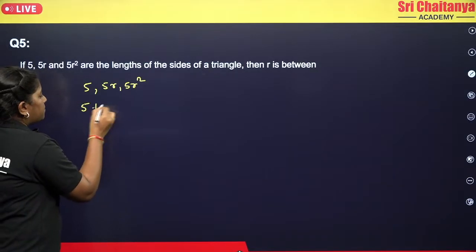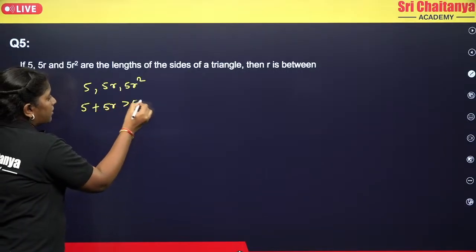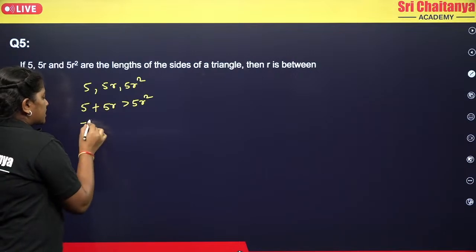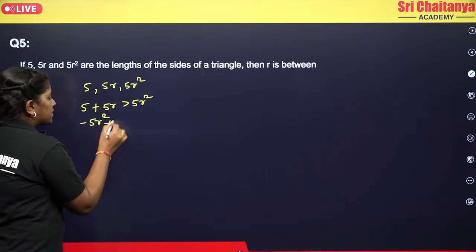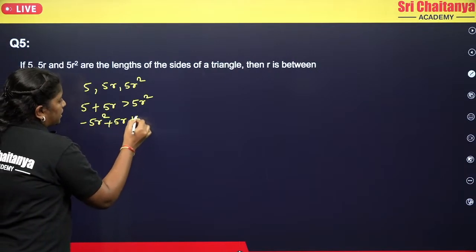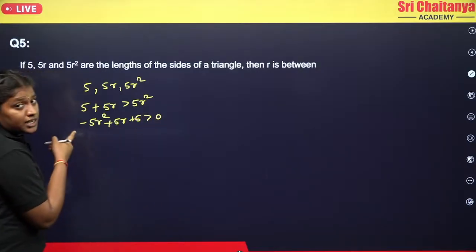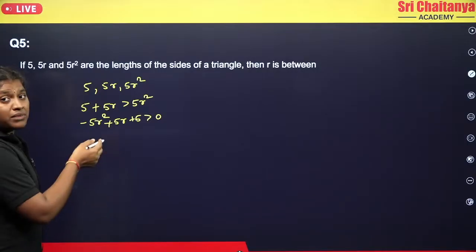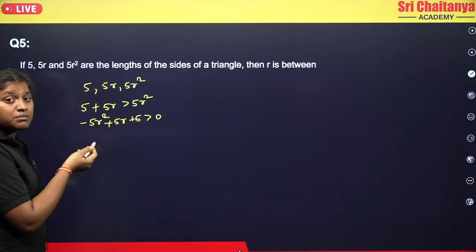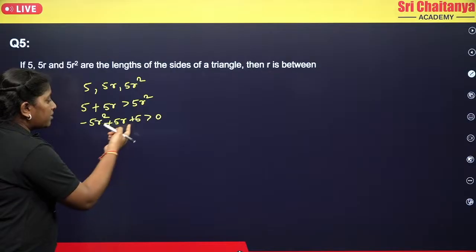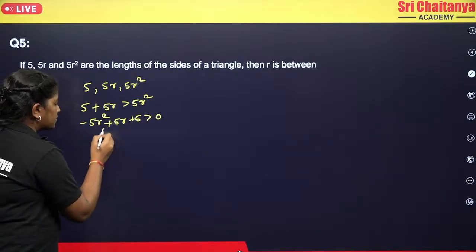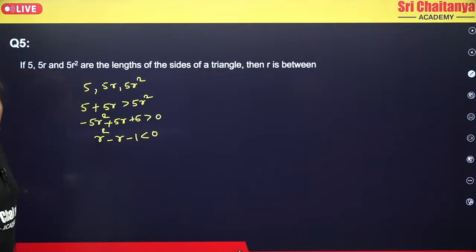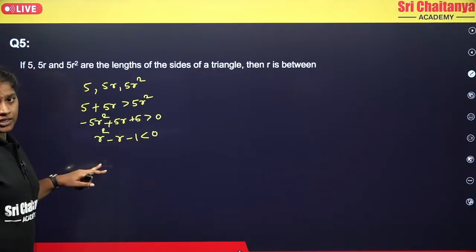So that becomes 5 plus 5r should be greater than 5r square. Now let's bring our 5r square to this side. So it will become minus 5r square plus 5r plus 5 is greater than 0. Now in order to eliminate our negative sign, we will multiply the whole inequality with minus. If you are multiplying with minus, then our greater than symbol will become less than. So I am taking my minus 5 common, so it will become r square minus r minus 1 less than 0. Okay. So this is your inequality.